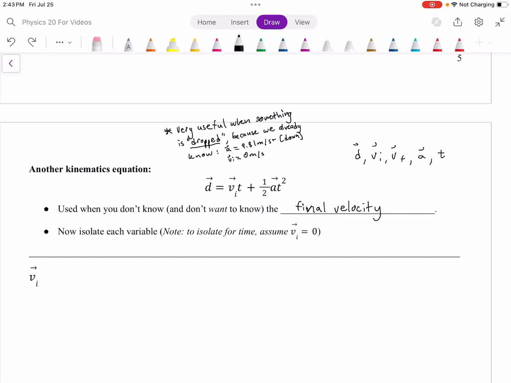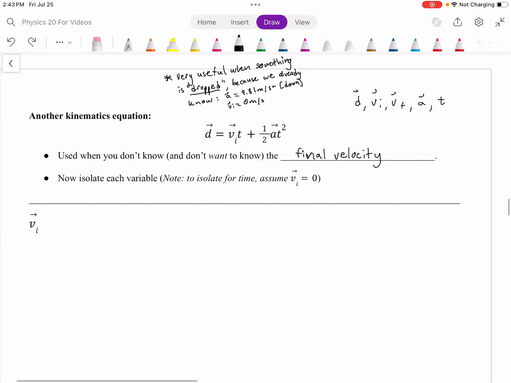So obviously it's not the only thing that you can do with something being dropped, and there's other things you might sometimes think about. It's not the only thing you can analyze with this equation. I just wanted to point out, often when something is dropped, this one will be quite helpful.